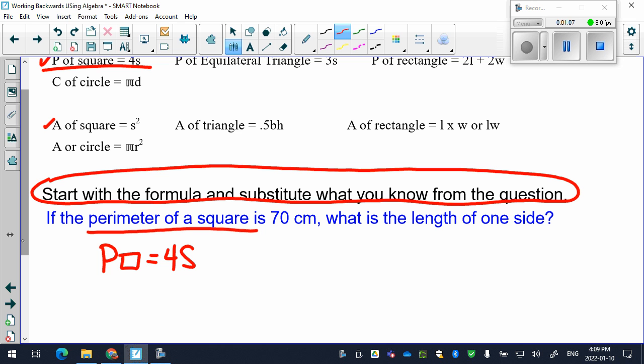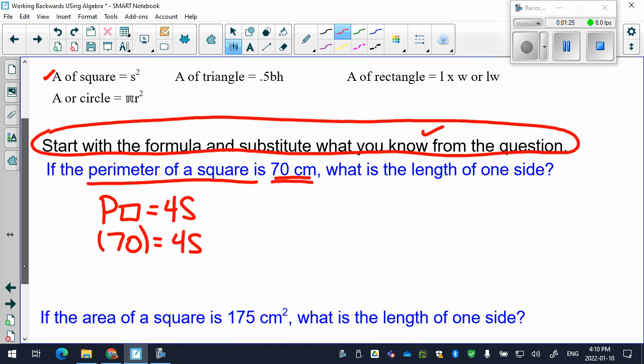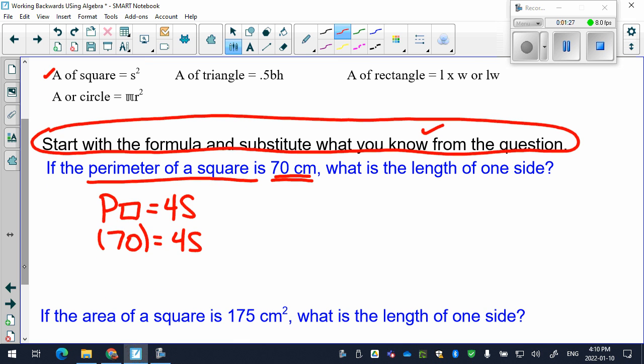And then it says, well, what do you know? So this part here, what do you know from the question? Well, I know that that perimeter is 70. So the perimeter is 70, and that's when you write it here. Maybe put brackets to show substitution, and you have 70 equals 4s. 4 times side equals 70.